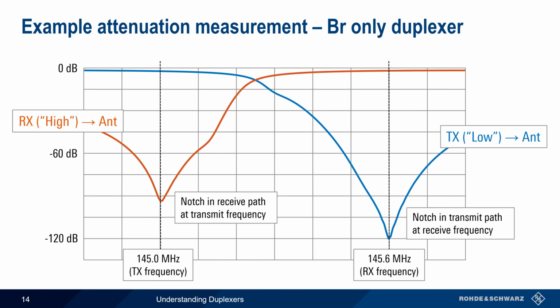It's worth noting that in this example, the notch in the transmit path is substantially deeper than the notch in the receive path. Since we're usually more concerned with desense of the receive port, rather than intermod at the transmit port, it would actually be better to switch the low and high side frequencies, if possible, when using this duplexer.